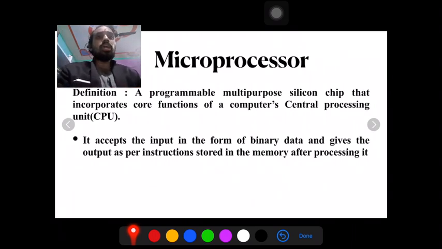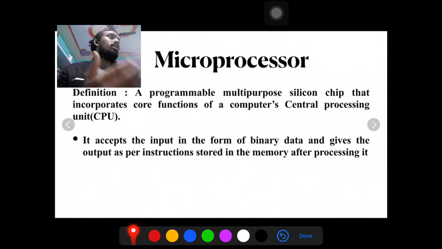Now a question arises: why do I need a microprocessor? If you have a circuit that is complex, your solution is going to be complex. To make it easier, you need a program for it. If you have a program, you can make it easier.